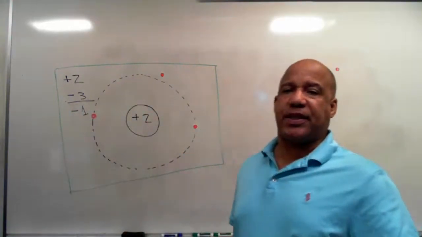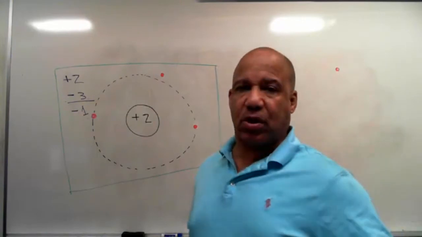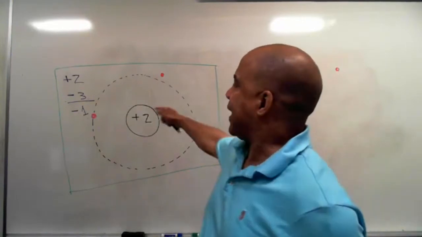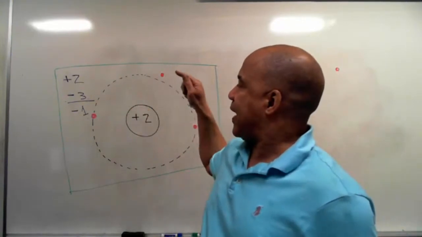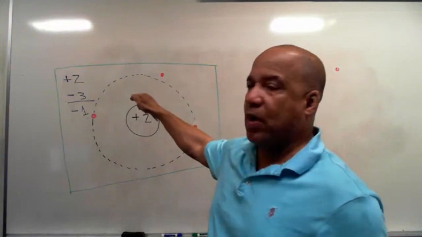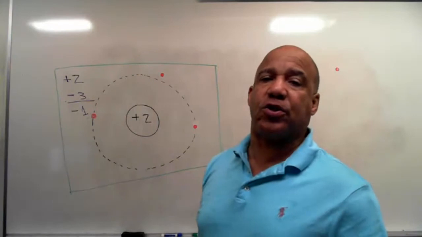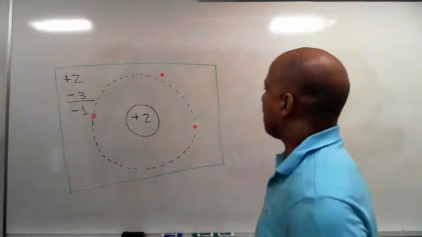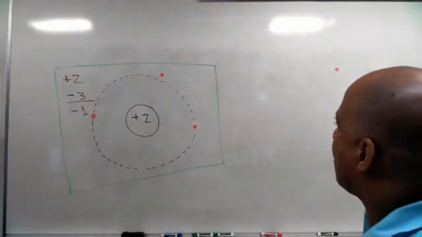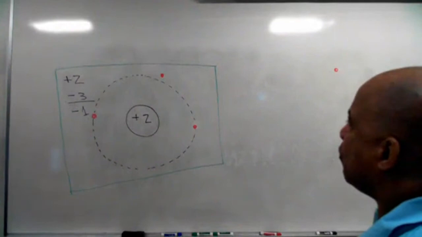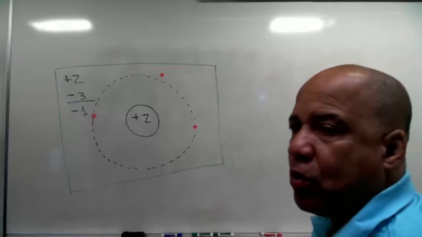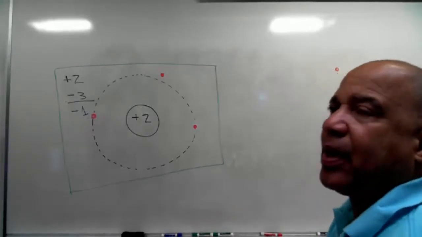So the first time I charged the atom, it had a positive charge of +1. The second time I charged the atom, it had a -1 charge. It was one additional electron. In both cases, what did I have to do to charge the atom? Anybody? Add or remove an electron. Okay, we had to add or remove electrons.